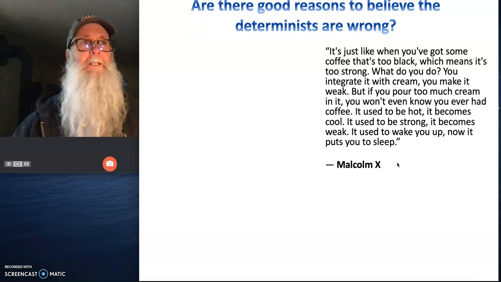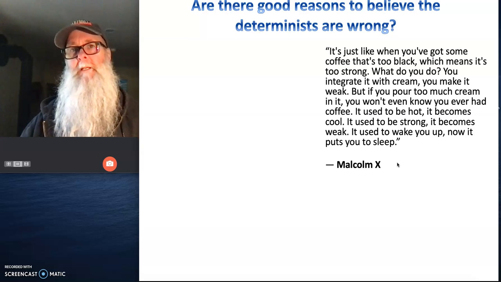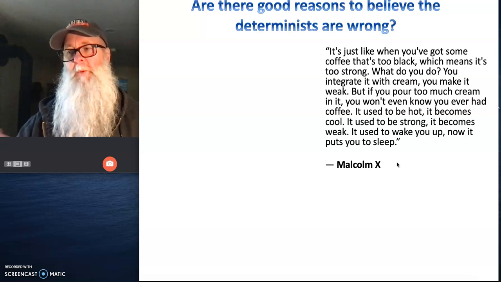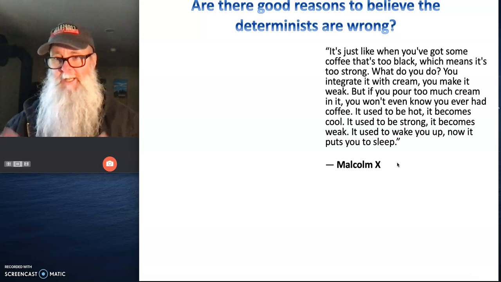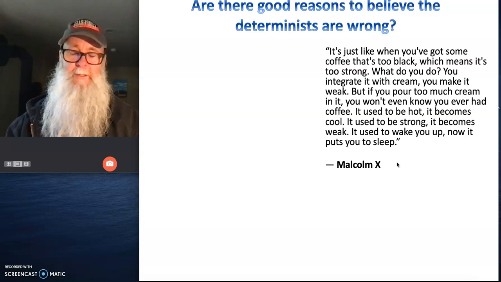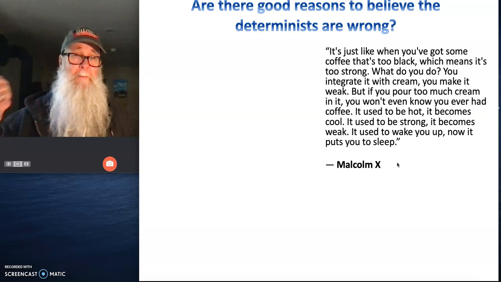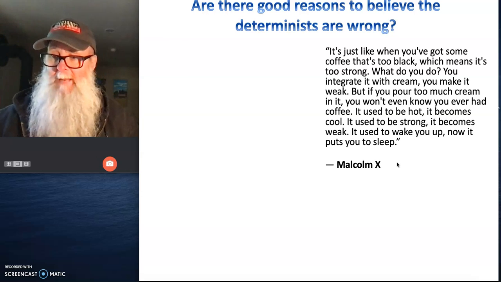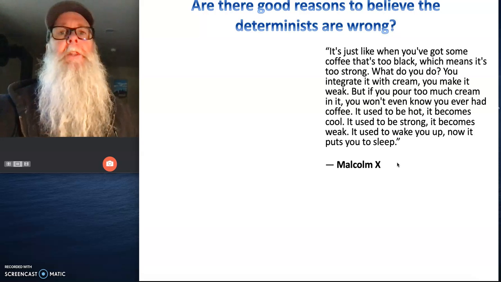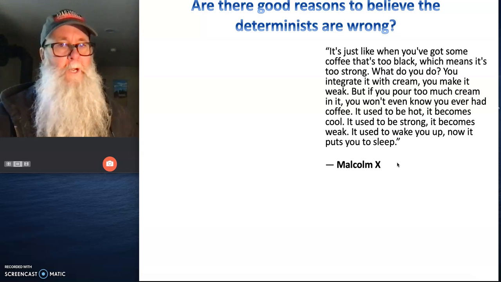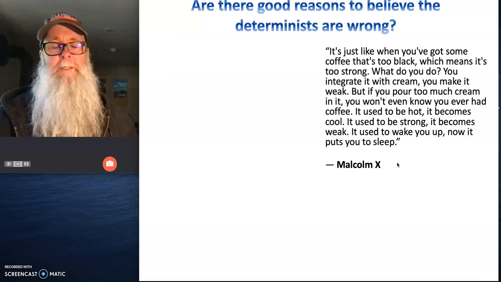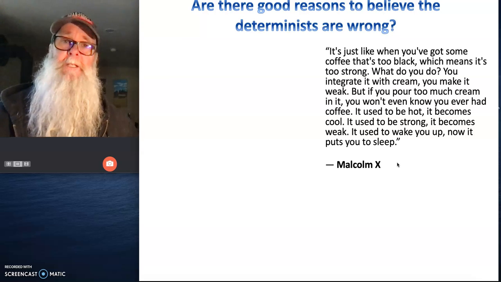And you can see how this would be very moving to people listening to this, because we can understand how coffee and cream operate together when they're integrated. We can understand how each has an impact on the other. And what Malcolm X is hoping is maybe this will help people understand the danger of white people getting involved, particularly in leadership roles, in the Black Civil Rights Movement.